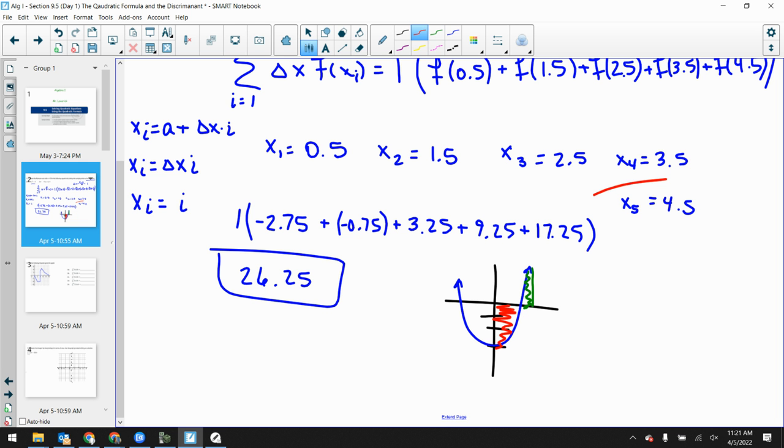And it escalates pretty quickly, right? Which makes sense because it's quadratic. The area is going to keep getting exponentially bigger there. All right, questions on that one?